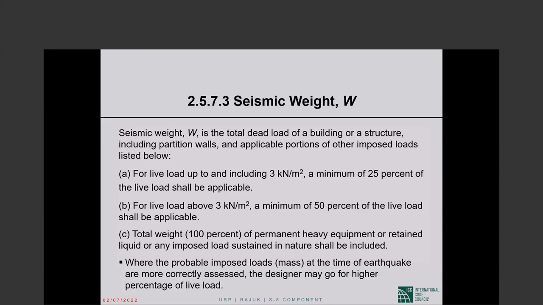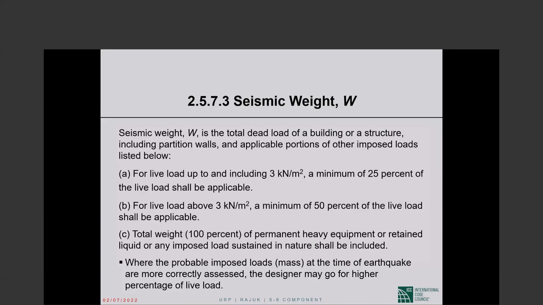For live loads up to and including 3 kilonewton per square meter, 5 is 100, 3 is 60 pounds per square foot, a minimum of 25% of the live load shall be applicable. So even in residential occupancies, it would include a portion of the live load. For live load above 3 kilonewton per square meter, a minimum of 50% of the live load shall be applicable. Yeah, this is quite different from ASCE 7.